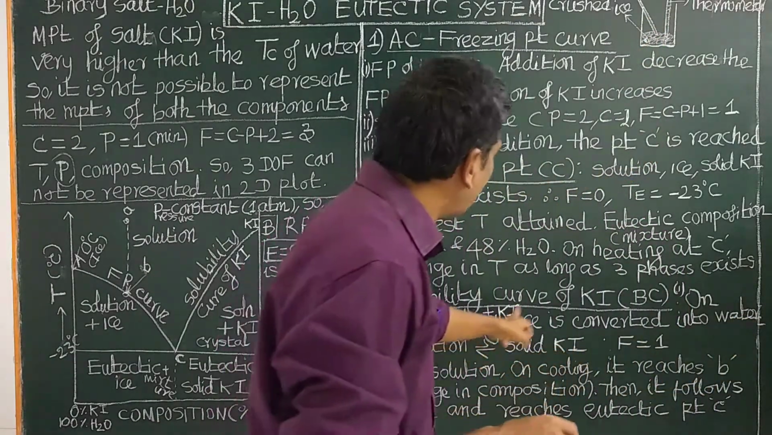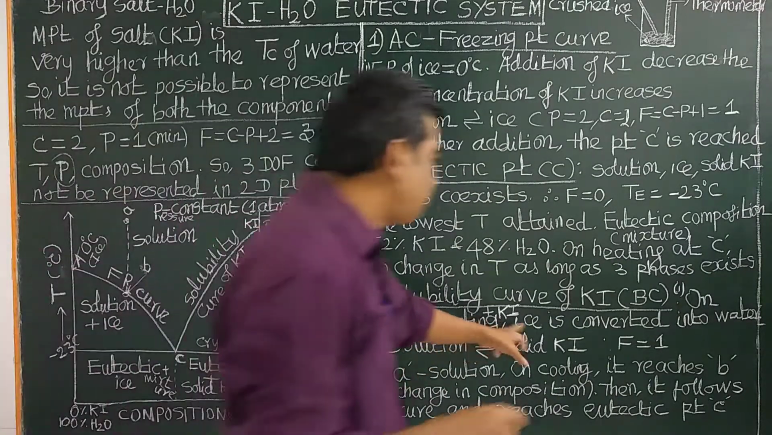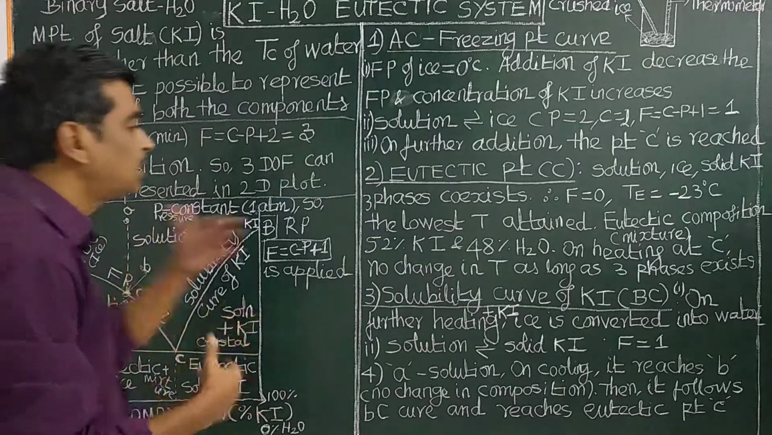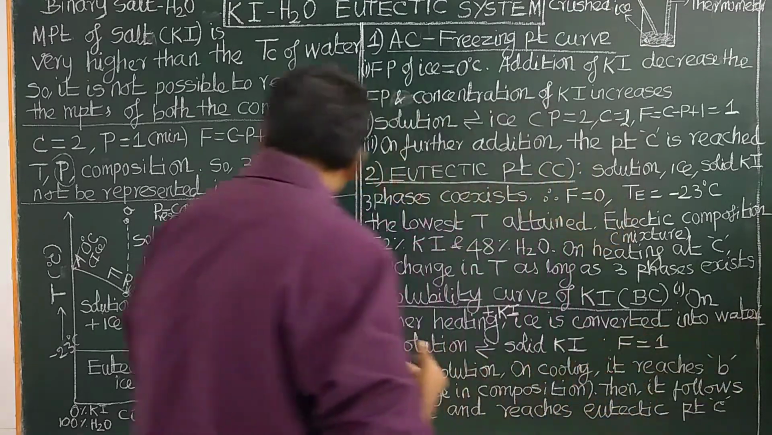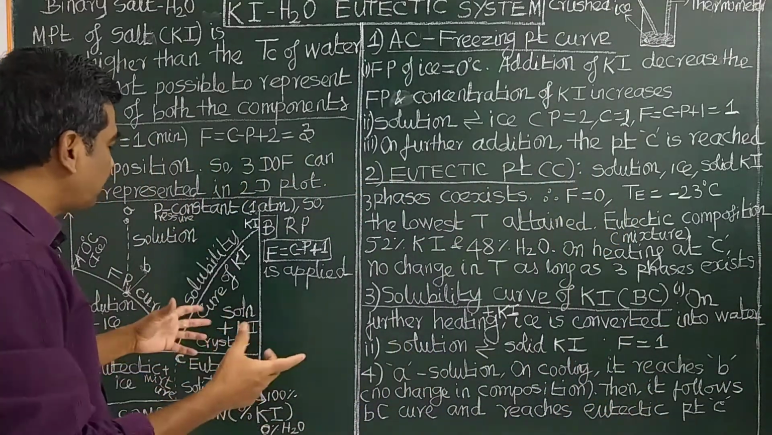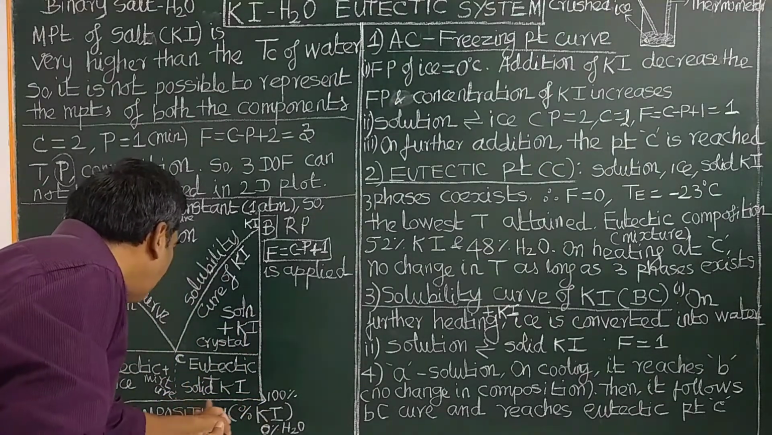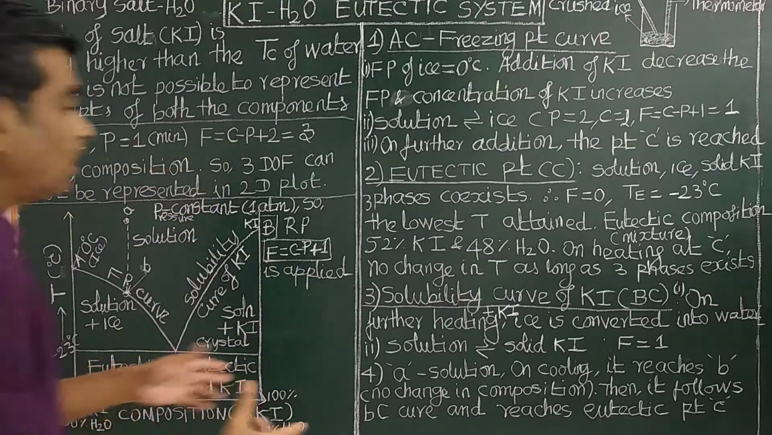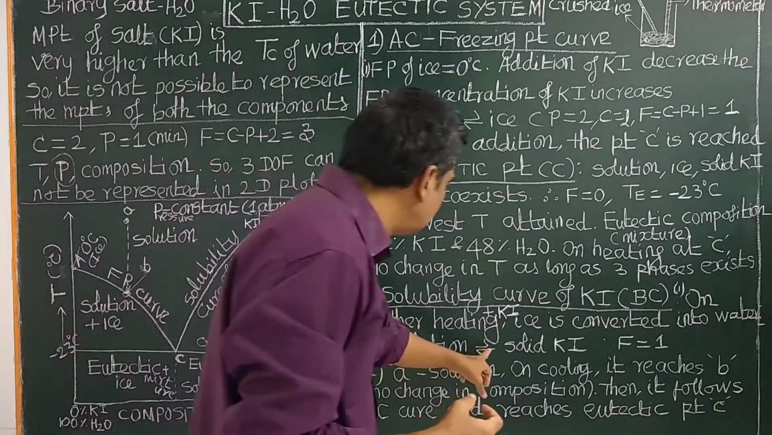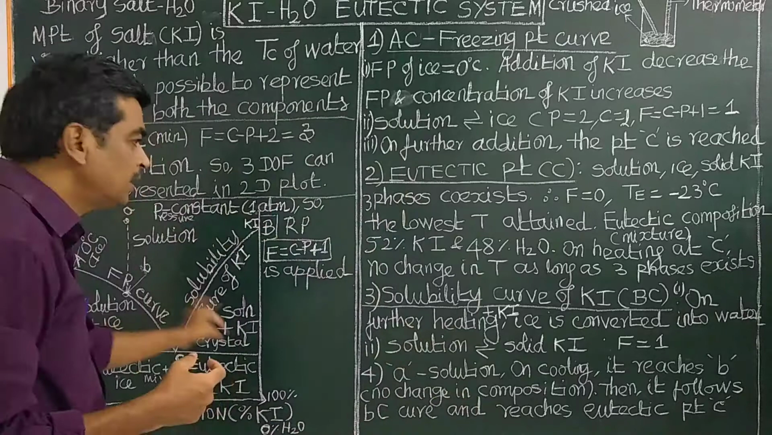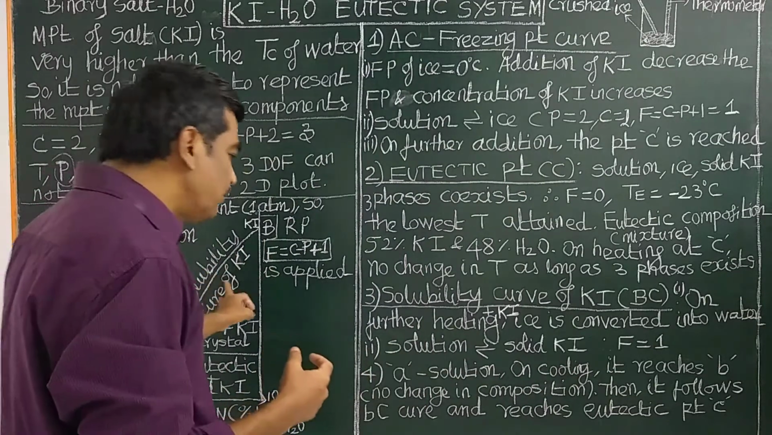On further heating and addition of Ka, along the curve, ice is converted into water. Since you are heating, ice is converted into water and solid Ka appears, because you are adding Ka in excess of the 52%. Therefore, solid Ka appears along the curve, and the solution is in equilibrium with the solid Ka. Therefore, by applying the reduced phase rule, F equal to 1 along the curve, the system is univariant.